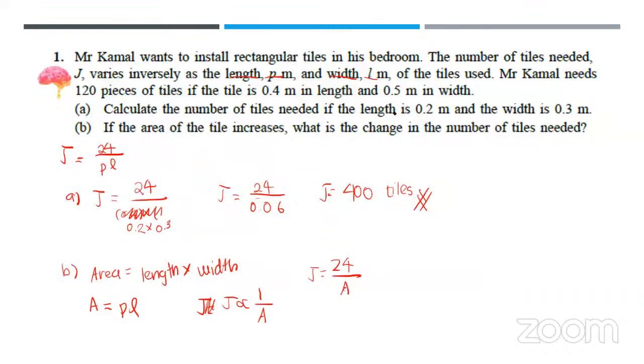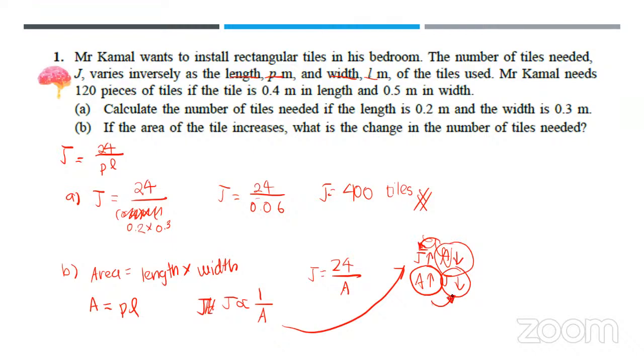So what happens? Okay, if the area of the tiles increases, what is the change in the number of tiles needed? As we learned just now from inverse variation, if J were to increase, A would decrease, and vice versa. If A increases, J decreases. So if the area of the tiles increases, the number of tiles needed decreases.